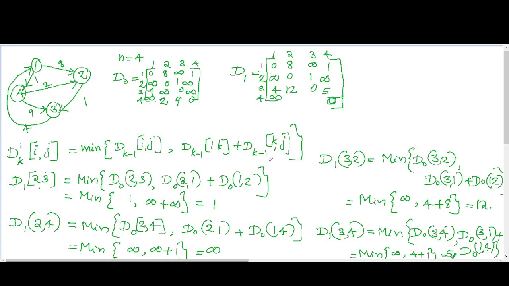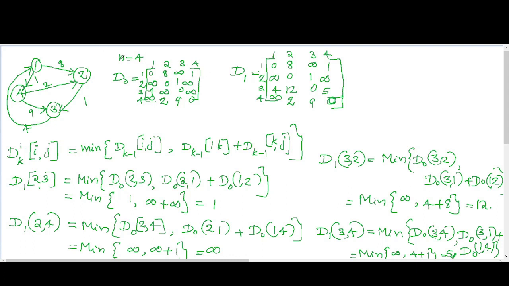In the same manner, you can find D1 of 4, 2 and D1 of 4, 3. So I am writing the answer only here. Here you have 2 and here you have 9. In the same manner, you calculate those two entries also. Okay. So this is the method of finding D1. In the same manner, we can calculate D2, D3 and D4.